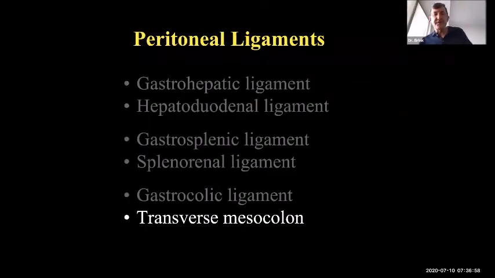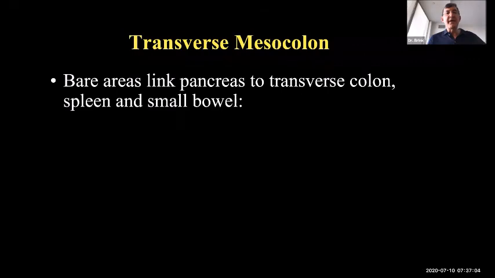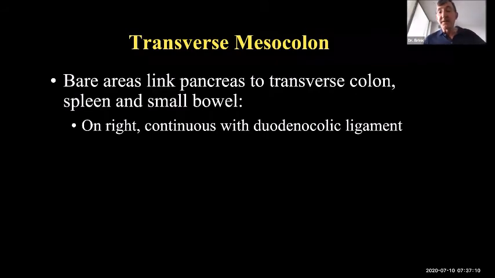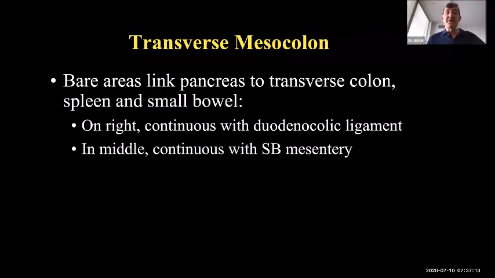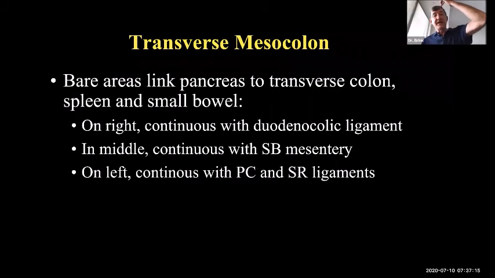Let's turn now to the transverse mesocolon. This is the last ligament of this pair. And the transverse mesocolon links bare areas in the pancreas to the transverse colon, spleen, and small bowel. On the right, it's continuous with the duodenocolic ligament. In the middle, with the small bowel mesentery. And on the left, with the phrenicocolic ligament and splenorenal ligaments.